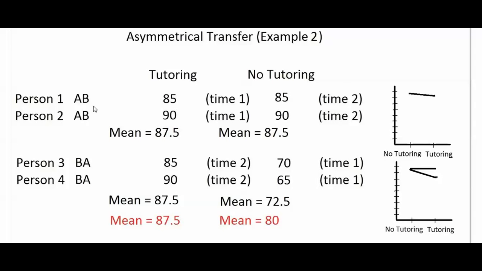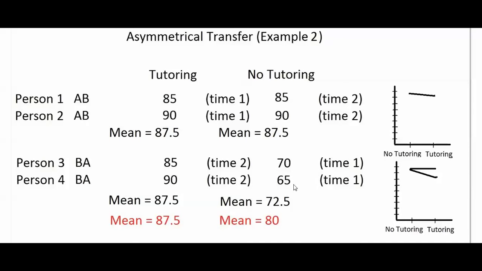Here, when we look at the two A-B people, we see that they did well with tutoring at time 1, but they also did well with no tutoring at time 2. There was a carryover effect in which the tutoring was still helping them at time 2, because they can't be untutored. That's why these two averages are the same. The two people who were assigned to the B-A order did more poorly at time 1 with no tutoring because they hadn't had a chance to be tutored yet. That's why these two scores are lower. But once they did get tutored at time 2, then they did better. That's why these two scores are higher.